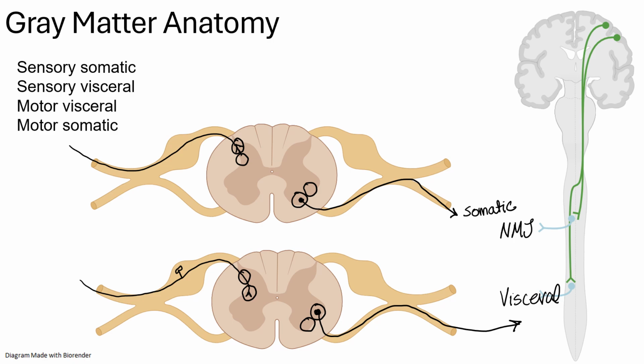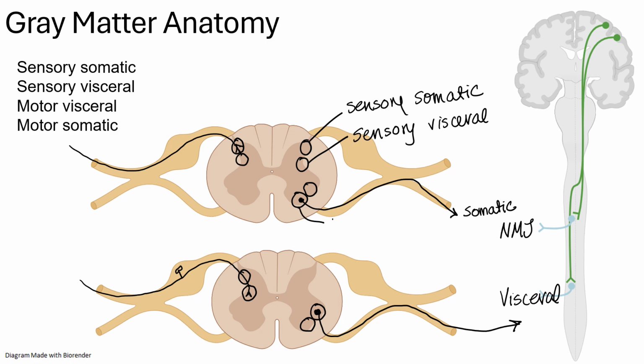So what this sets up is synapsing spaces that are very specific. This is for sensory somatic. This is where sensory somatic neurons would synapse. This is where sensory visceral neurons would synapse. Right? This is where motor somatic to the neuromuscular junction would synapse. And this is where motor visceral would synapse.